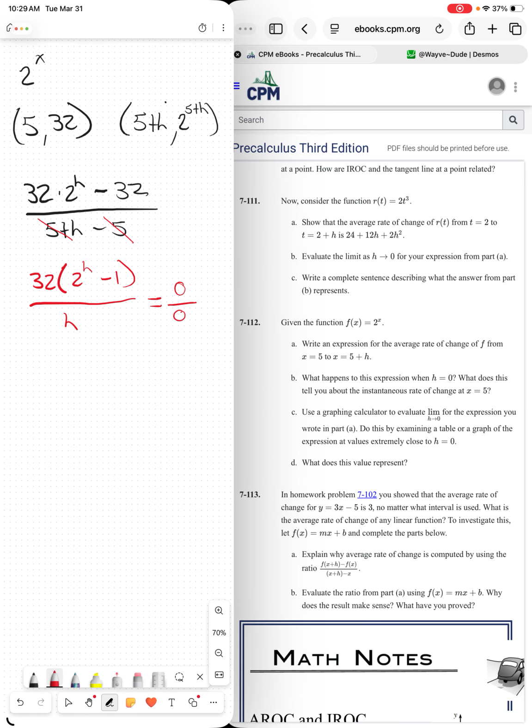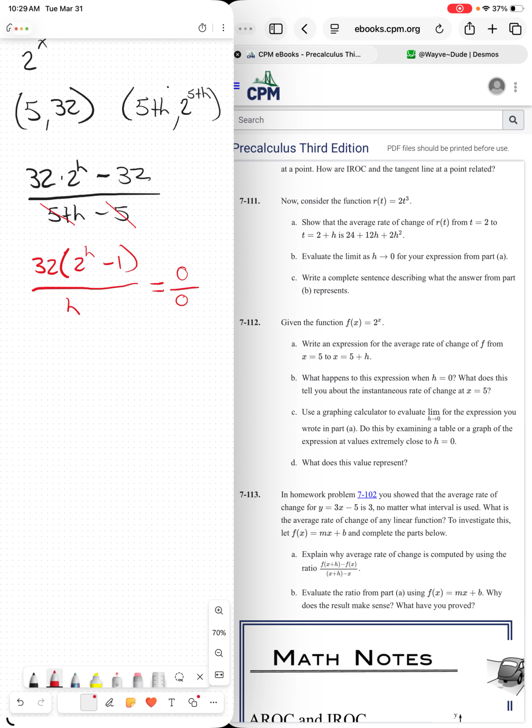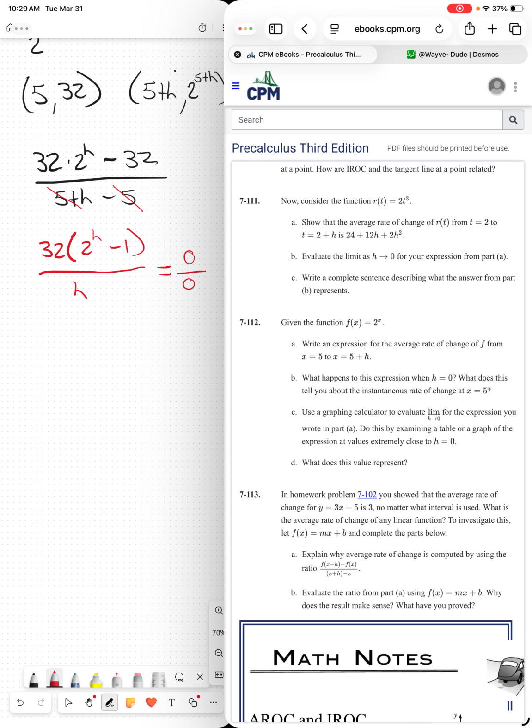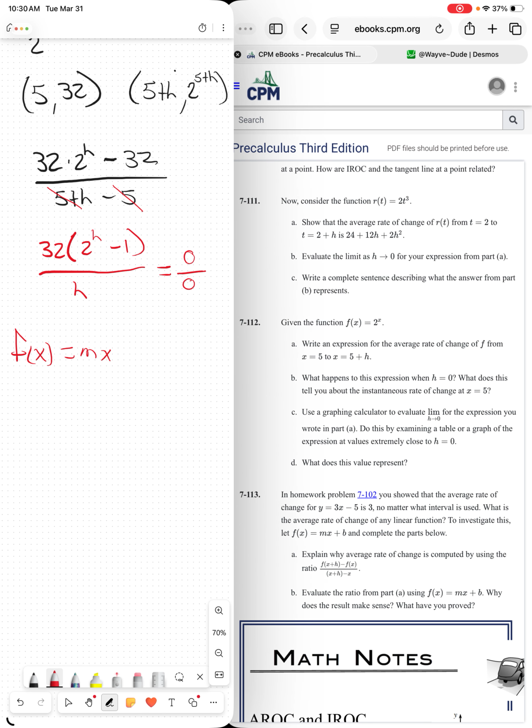All right, and then in the homework problem 102, you showed average rate of change for 3x minus 5 is 3, no matter what interval. Okay, to investigate this, complete the parts below. So it says what happens when you plug in x plus h into the function. So let's do that. So we have f of x equals mx plus b. We have an x input and mx plus b output. Then we have an x plus h input, and that output is mx plus mh plus b.